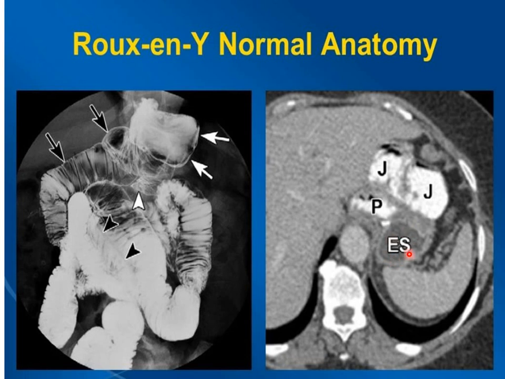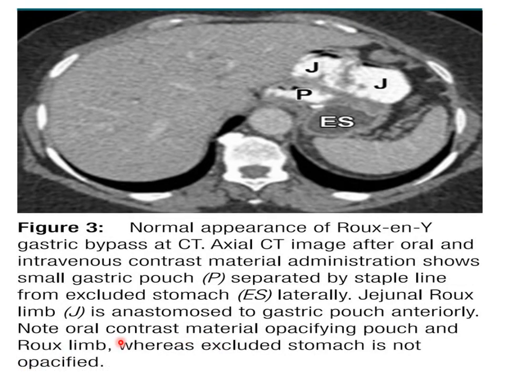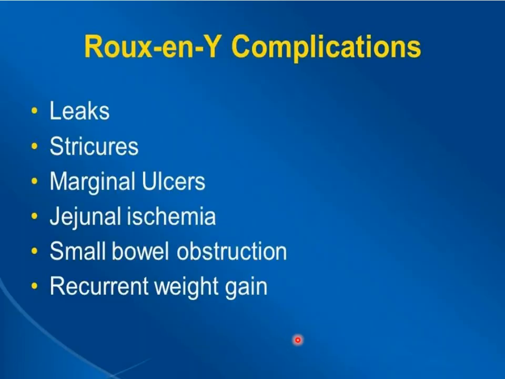Where is it exactly? As shown here, just anterior to the spleen, and the small pouch is anterior to the excluded stomach, with the jejunal loops, as shown here, filled with contrast. So we have to focus on this point. This is a normal post-surgical image of the Roux-en-Y bypass. This is a detail if you want to read about it more; the same explanation is there if you want to memorize it.